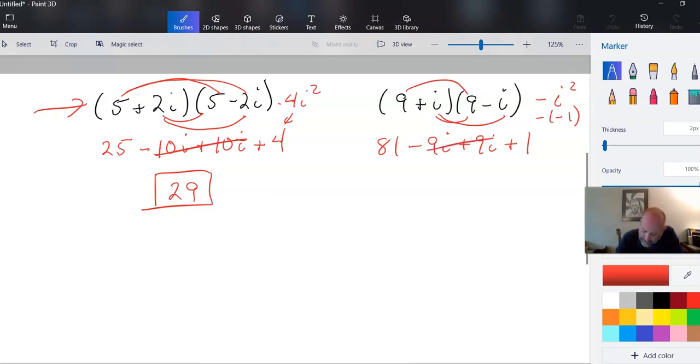So over here, again, these guys die, and I end up with 82. Again, a perfect real number, right? It's a pure real. It has a 0 imaginary component, so I don't have to deal with the i. It's kind of an interesting property, really. Let me show you why it works. Really, what's going on is we're using this pattern.